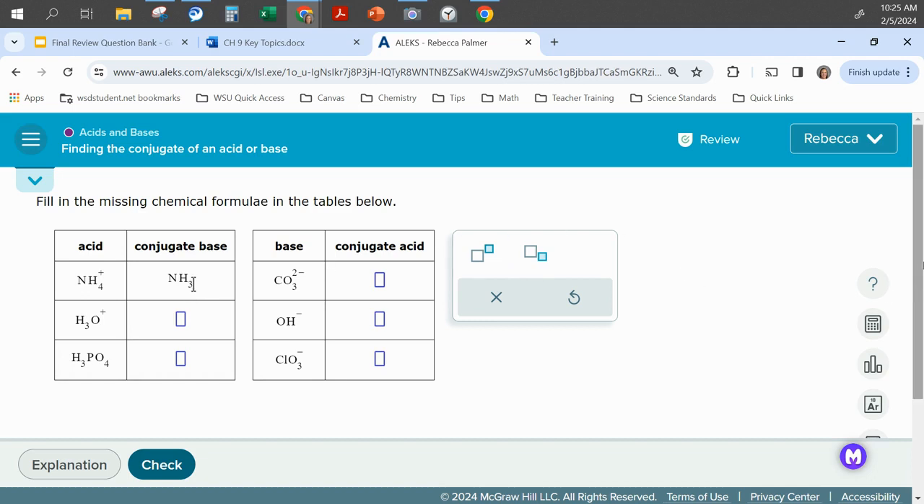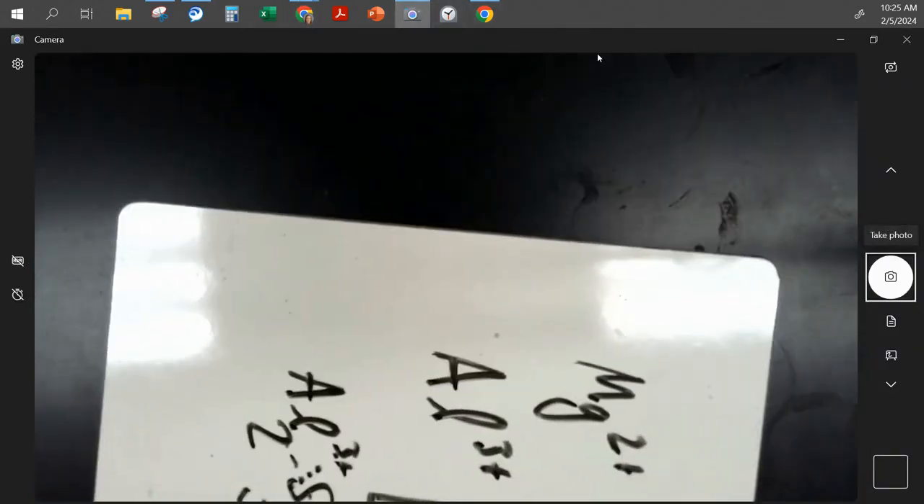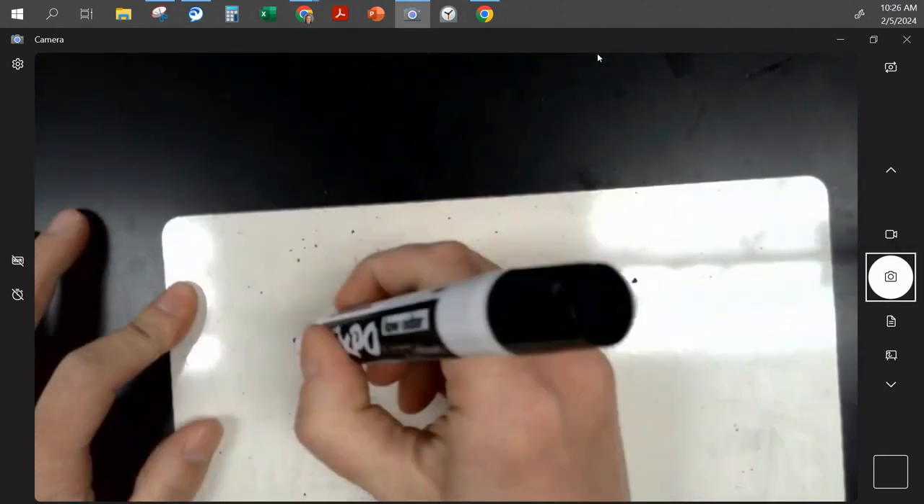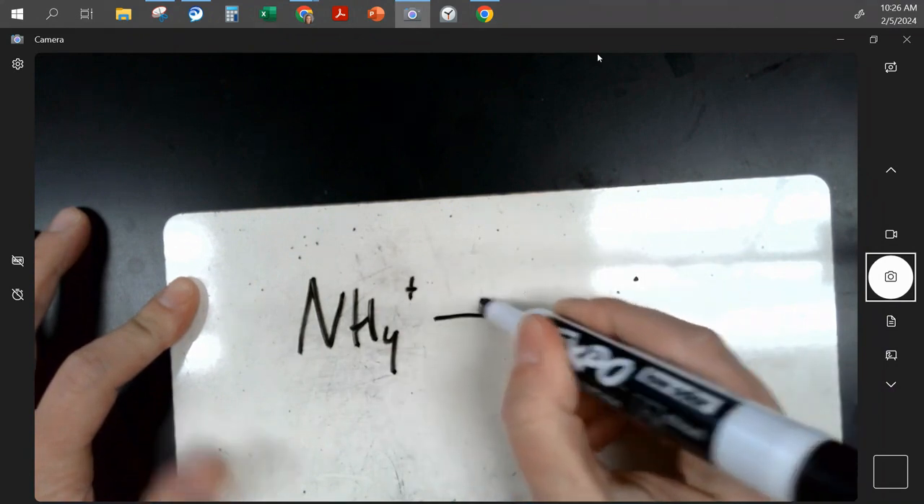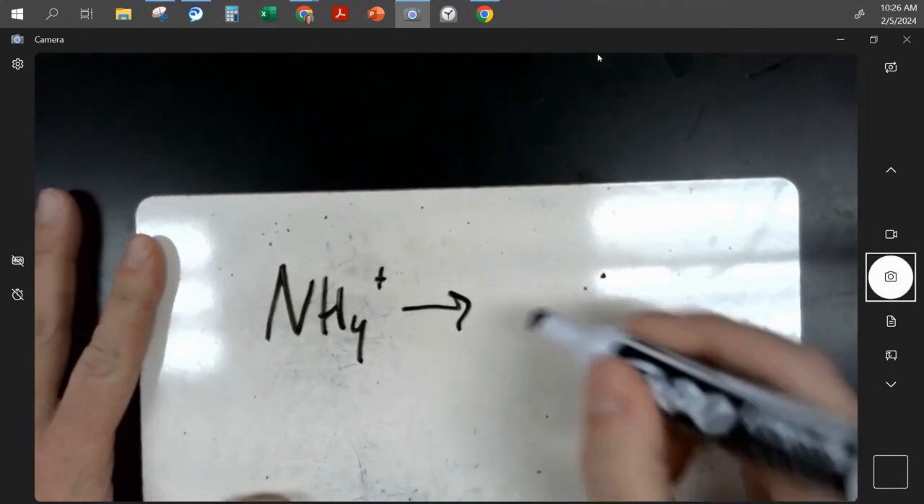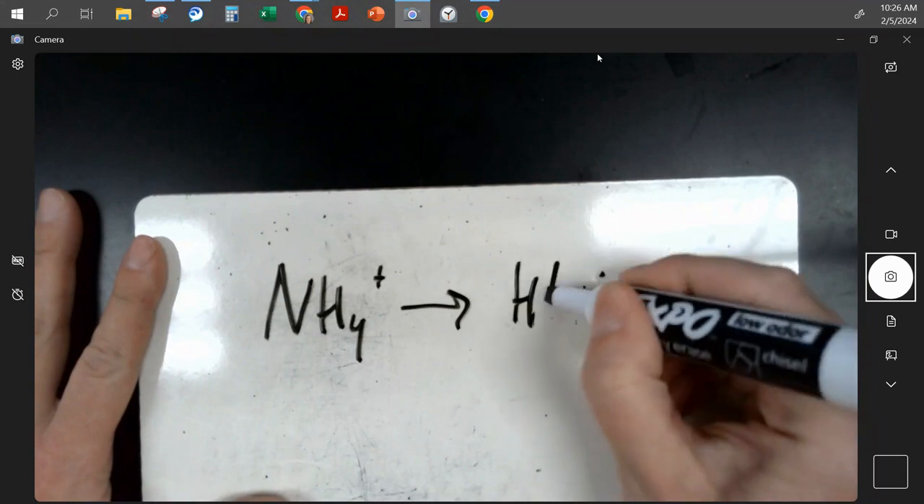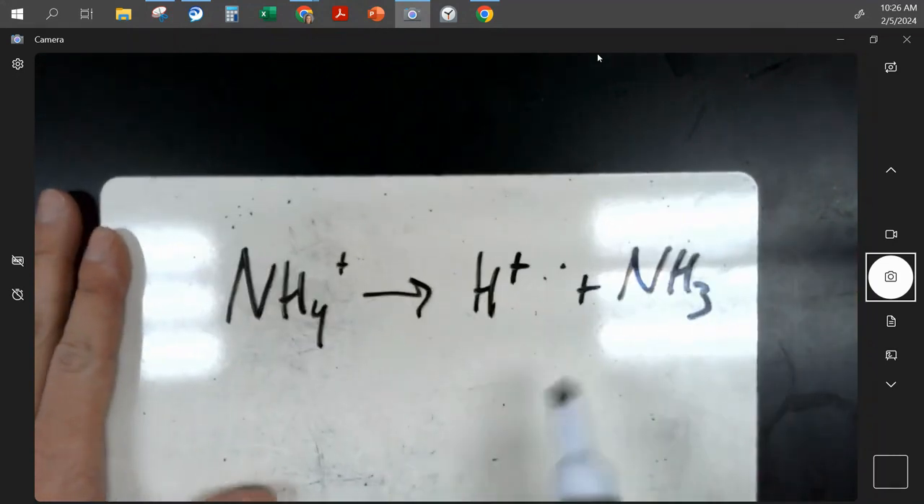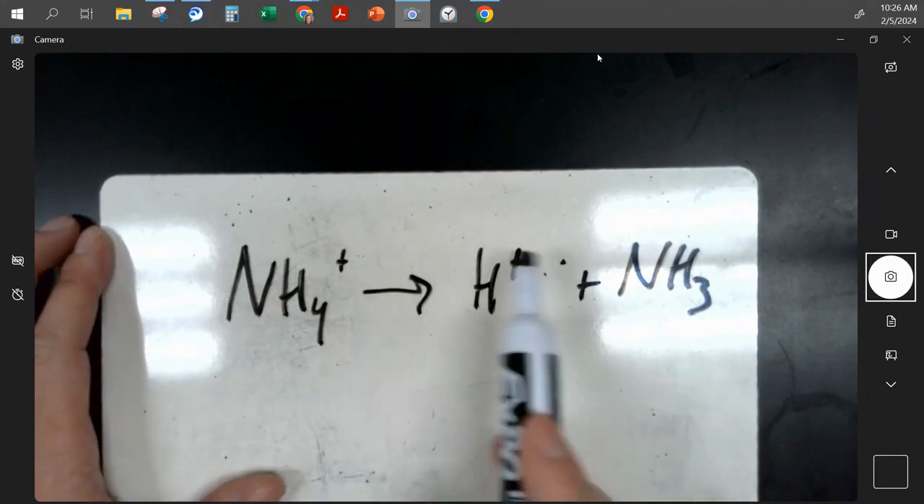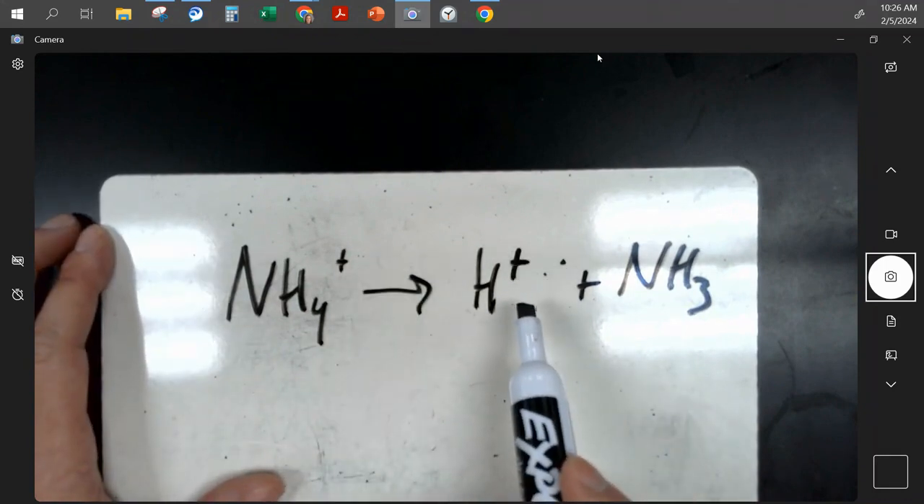Maybe it would help to write it out. So for the one that we just looked at, we had NH4, this is ammonium plus. If it's an acid, it's going to give away the H+. And then we have NH3 by itself. So this positive charge is going away with the hydrogen ion.